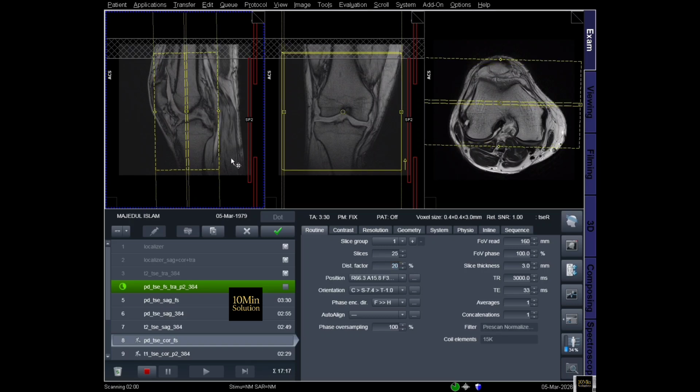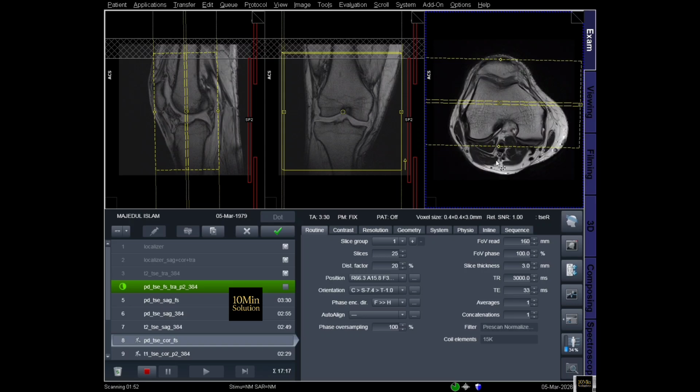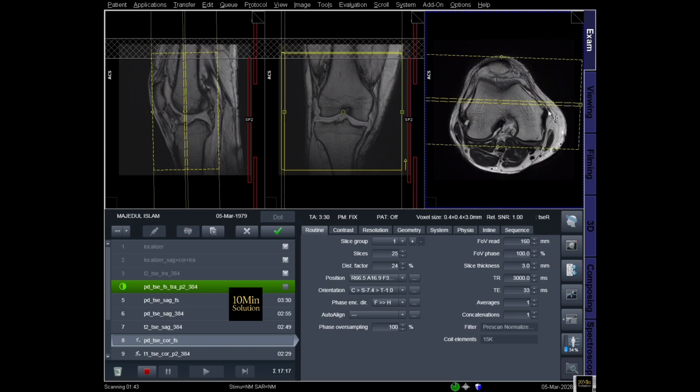Conclusion. In conclusion, proper patient positioning, accurate plane planning, and the use of appropriate MRI sequences are essential for obtaining high-quality diagnostic images of the knee joint. MRI plays a vital role in the evaluation of knee injuries and helps clinicians determine the most appropriate treatment plan.